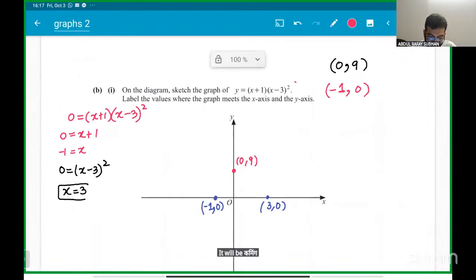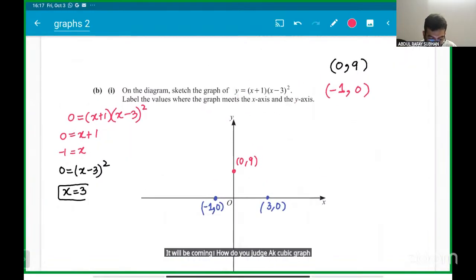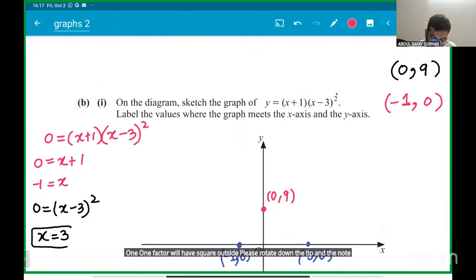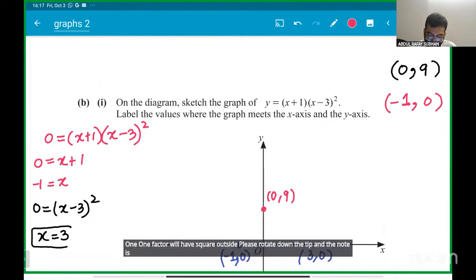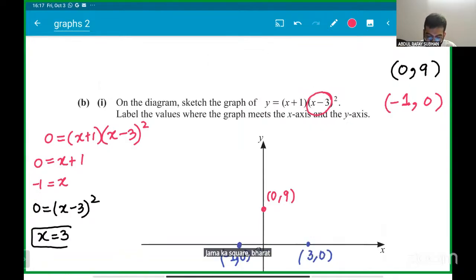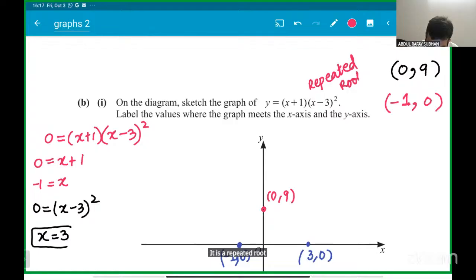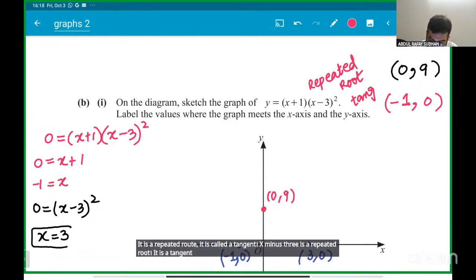How do you judge a cubic graph with a tangent? One factor will have a square outside. Please write it down. The tip and the note is that when you have a square outside written, it means x minus 3. Please write down these words: it's a repeated root. It's called a tangent. X minus 3 is a repeated root. It's a tangent, sir. It's a repeated root.